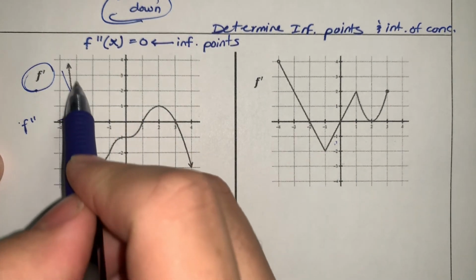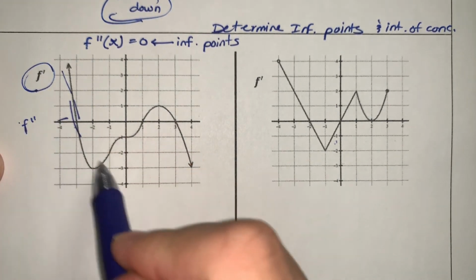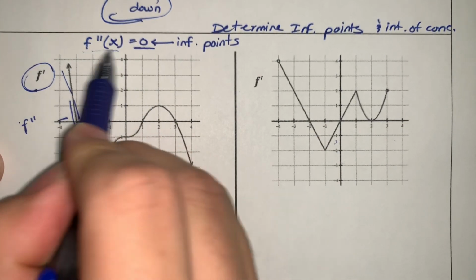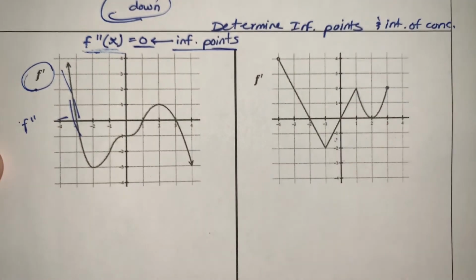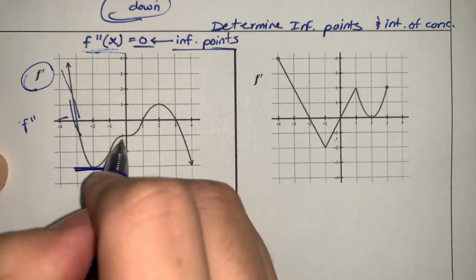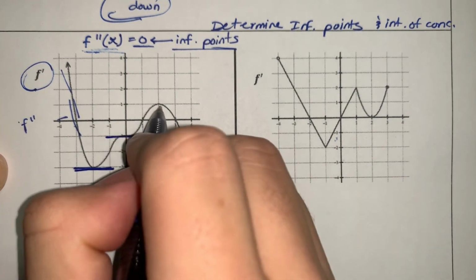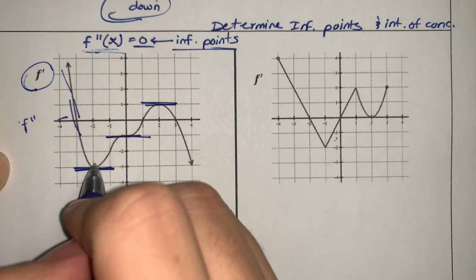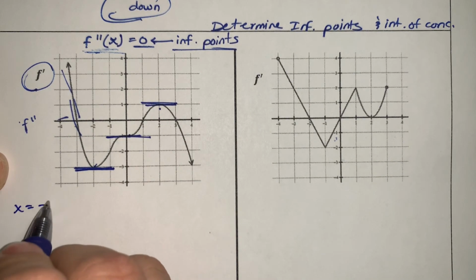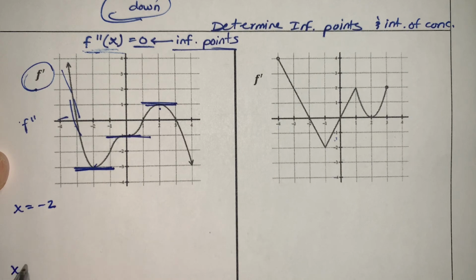So if this represents the first derivative function, then we want to know when the slope is equal to 0, and that's going to tell us when the second derivative is 0, and that's going to tell us what the inflection points are. So over here, I have a horizontal tangent here, a horizontal tangent there, and another horizontal tangent there. So those are potential inflection points. So I have x equals -2, x equals +2, and x equals 0, right?